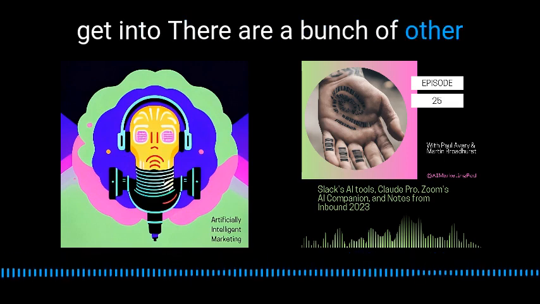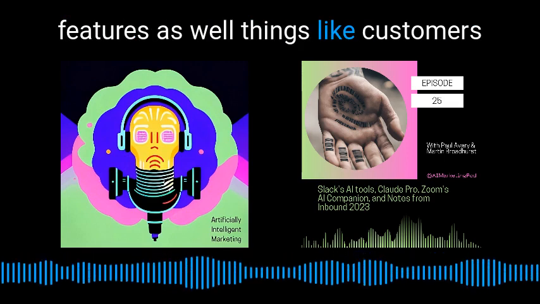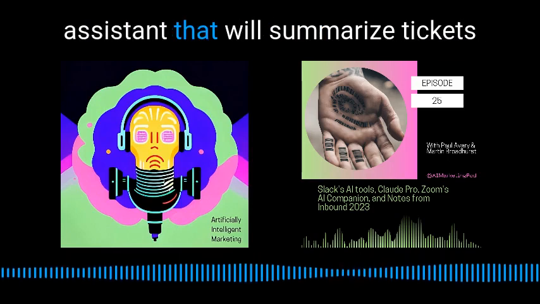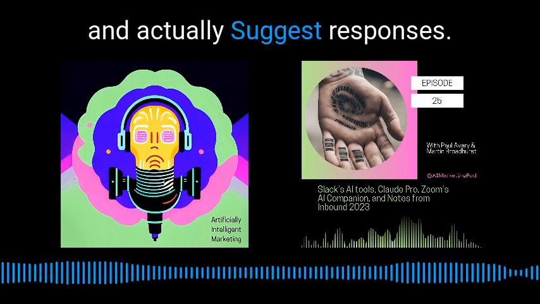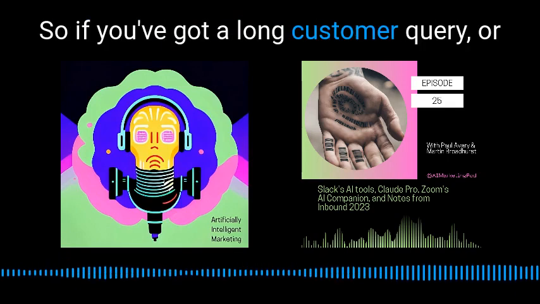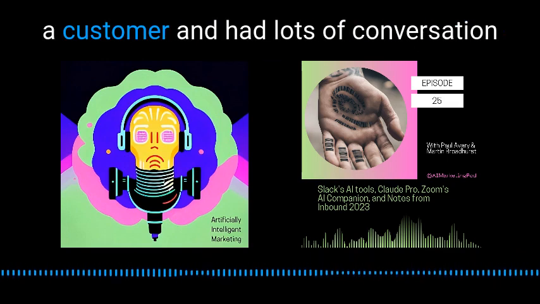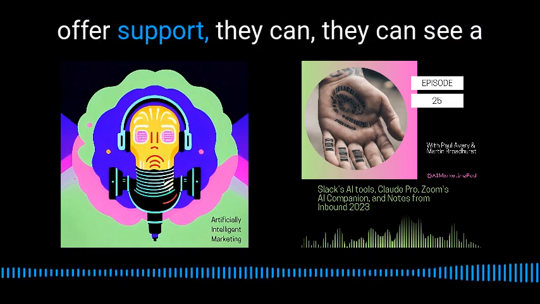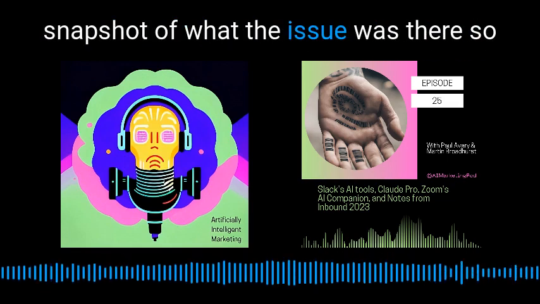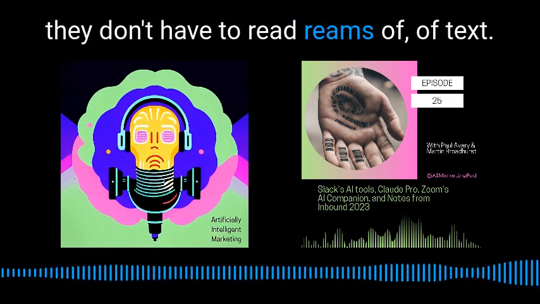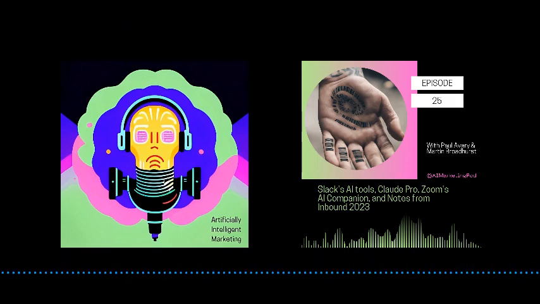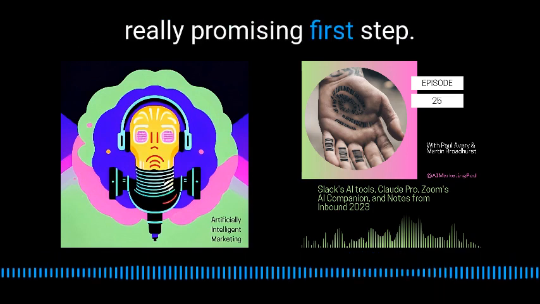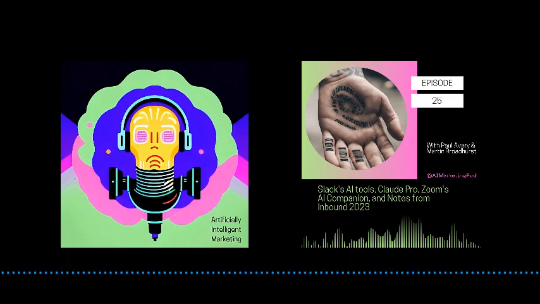There are a bunch of other features as well, things like customer support. So Service Hub now has an AI assistant that will summarize tickets and actually suggest responses. So if you've got a long customer query, or maybe you've gone back and forth with a customer and had lots of conversation, if a new rep is jumping into that ticket to offer support, they can see a snapshot of what the issue was there, so they don't have to read reams of text. Overall, I think it's a really promising first step from HubSpot.